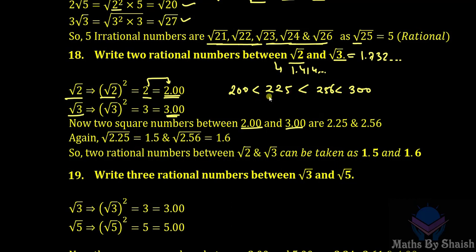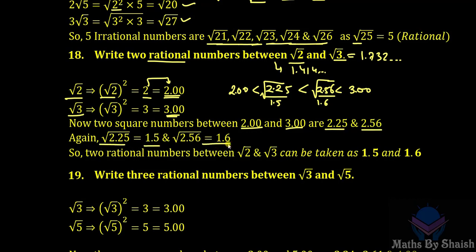So we can see from here that this is going to be a square number, and we require rational numbers. If we take the square root of it, we'll get 15 and 16. And if we take the decimal after two decimal places, then we will get this as 1.5, and this is 1.6, which is of course a rational number. So now we have two square numbers between 2 and 3: 2.25 and 2.56.